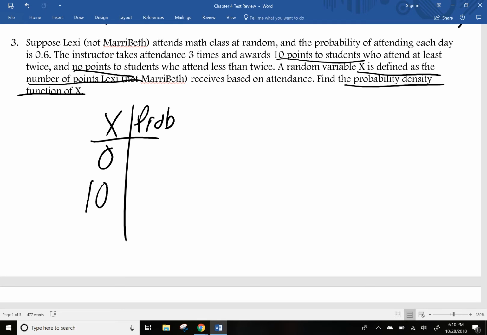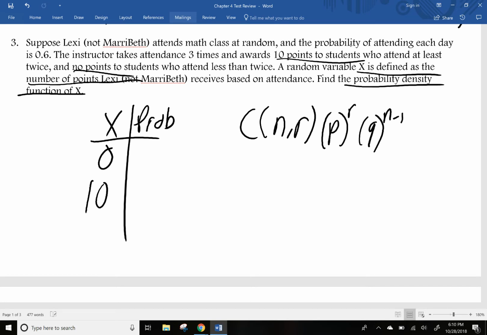So that's what makes it Bernoulli here. All right, so the Bernoulli formula is a combination of n choose r, and then the probability to the r power, probability of success that is, and then probability of failure to the n minus r power.